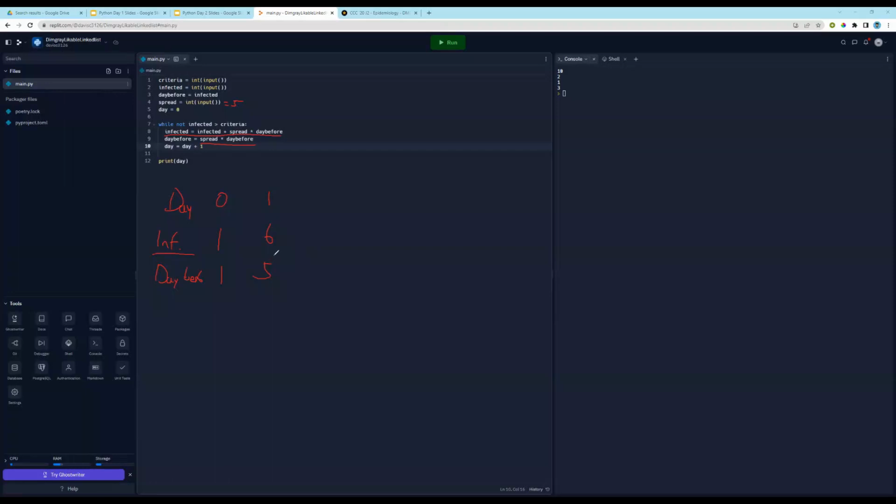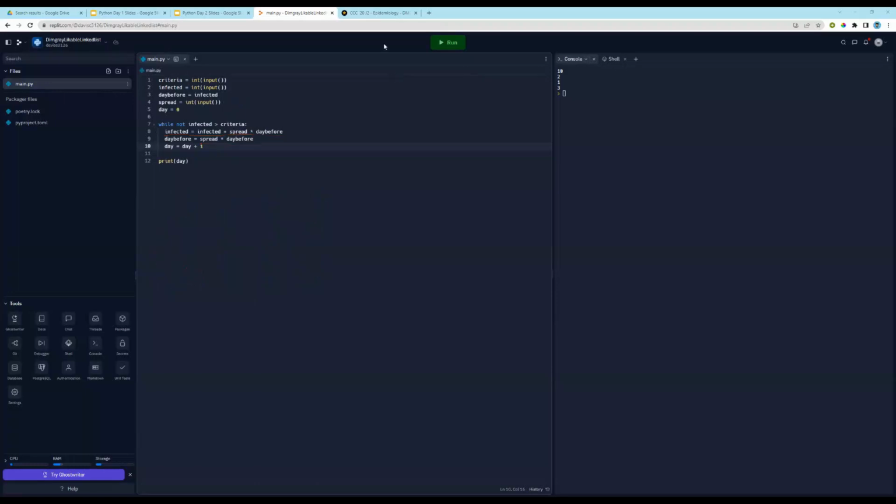And then we update the day number. So basically, we know that on the previous day, 5 new people got infected. So on day 2, when we do this again, we calculate the first line, which is infected plus spread times day before. So now this is 31, which is correct. We're on the right track. But our day before becomes 25, because only 25 people got newly infected. So basically, that's how the logic works in this case.